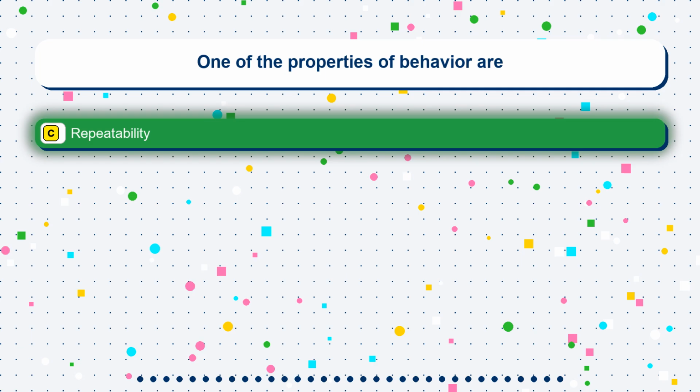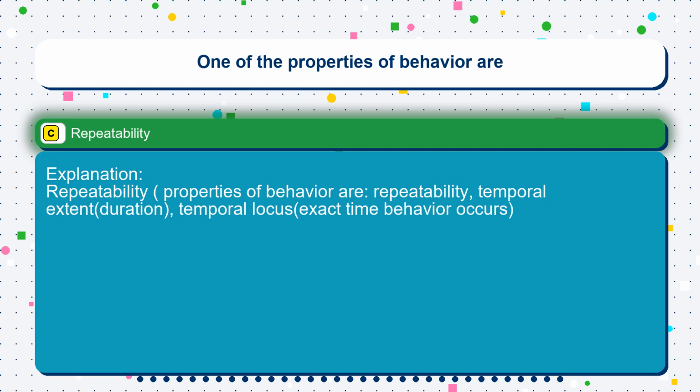The correct answer is option C, repeatability. Properties of behavior are: repeatability, temporal extent, duration, temporal locus, exact time behavior occurs.